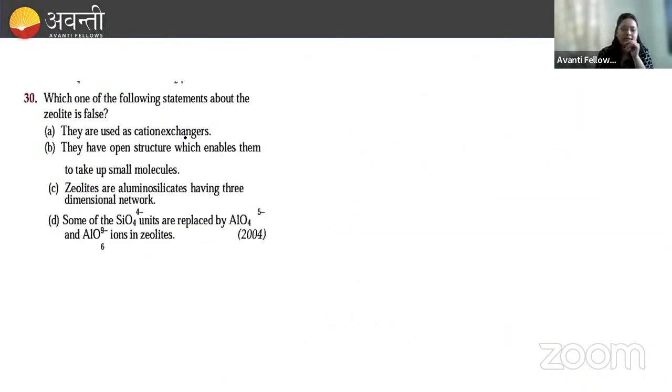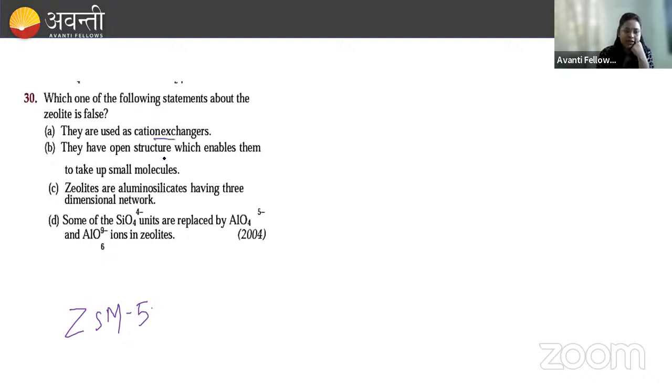Next, which of the following statements about the zeolite is false? So zeolite, I have told you. So zeolites are what? ZSM5. Okay, ZSM5. So it is made up of... see, first let us read the statements.